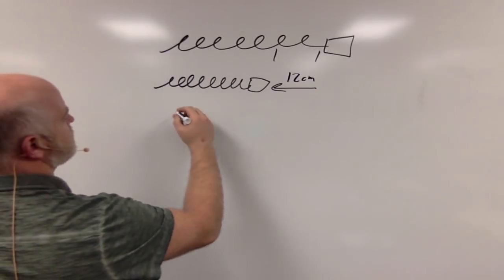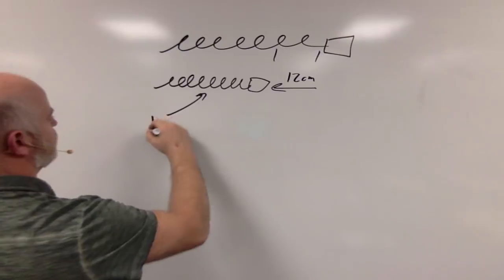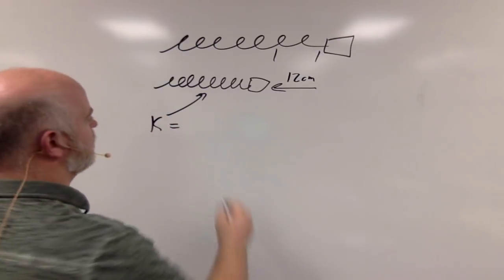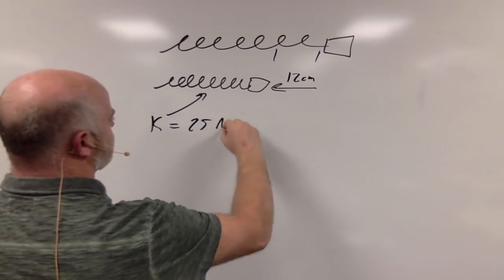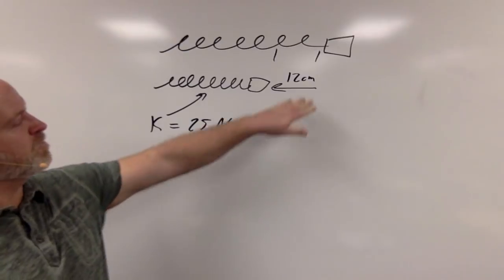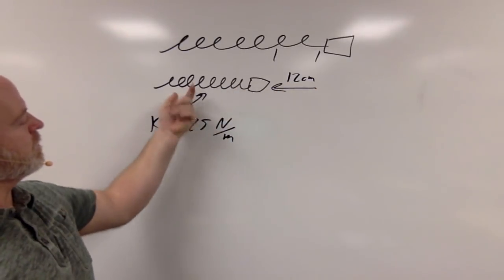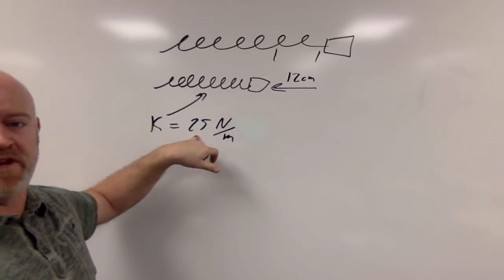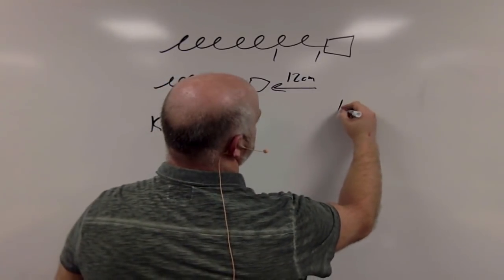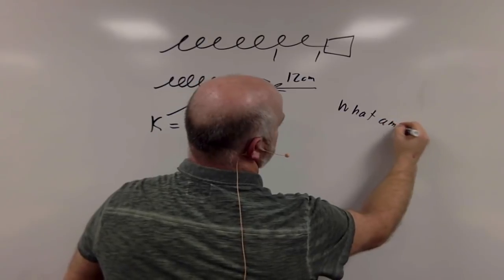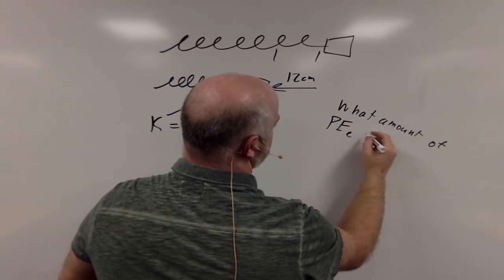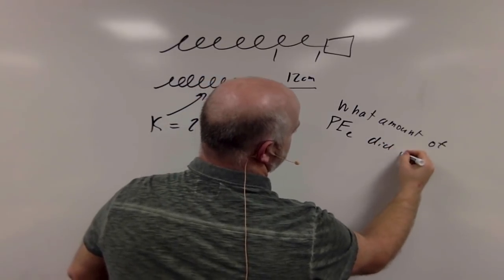And if the spring constant for my spring is, let's say it's not a very strong spring, like 25 newtons per meter. So if I have a compression of 12 centimeters on a spring, and I have a spring constant of 25 newtons per meter, how much, or basically what amount of elastic potential energy did I create?